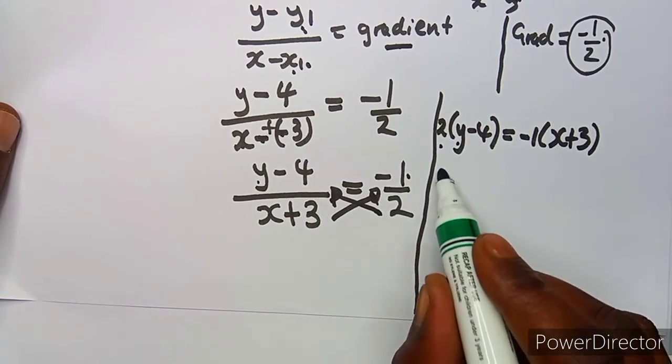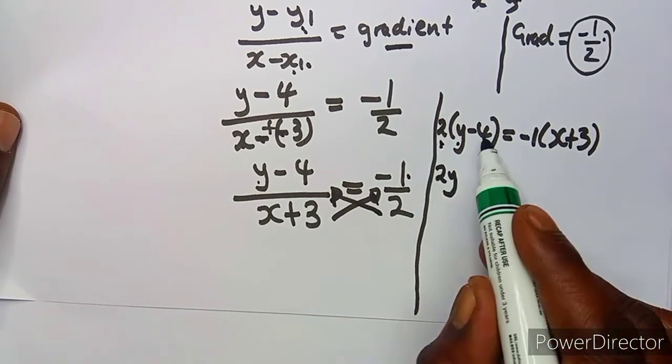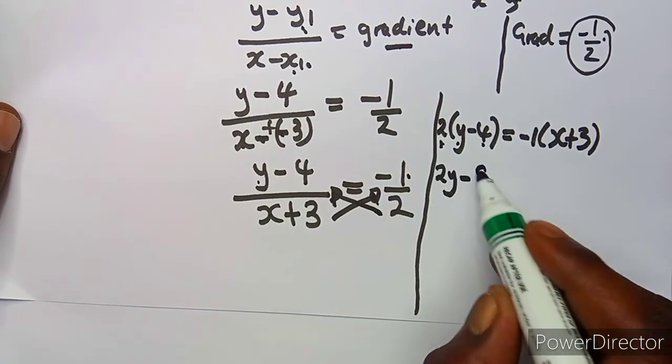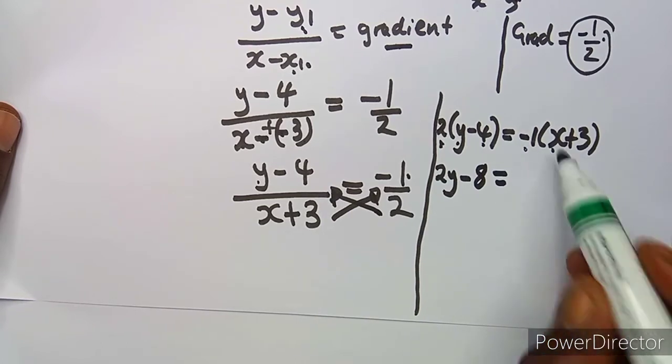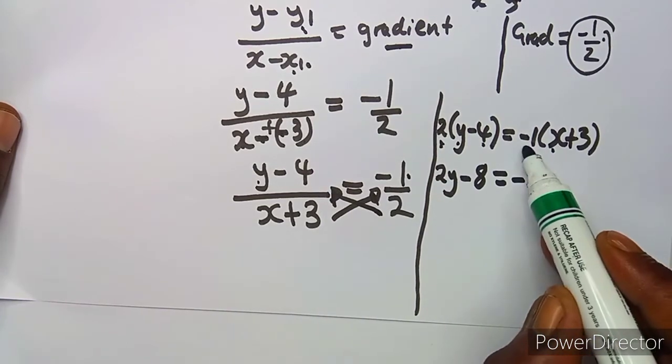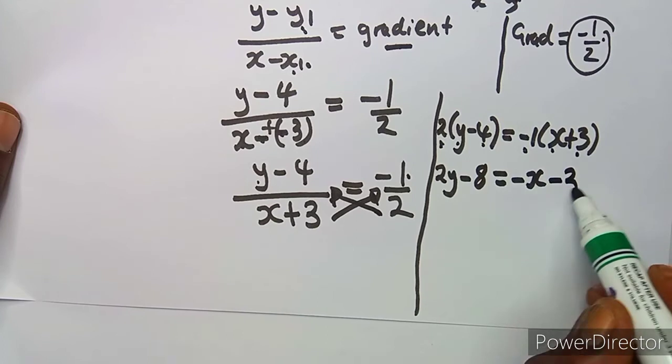So 2 times y, that is 2y. 2 times minus 4, that is minus 8, which is equal to minus 1 times x, that's minus x, minus 1 times minus 3, which is minus 3.